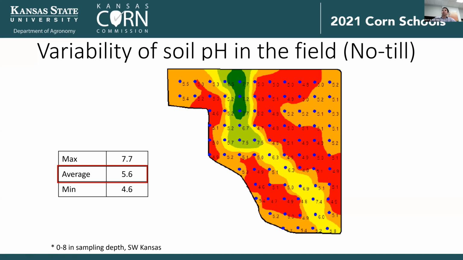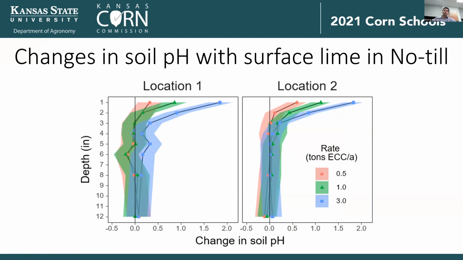But again, a lot of this seems to go back to finding out about some of these challenges with grid sampling. And this is something we did at 2 locations in north central Kansas with this kind of situation. What we see here is different rates of lime. We have 0.5 ton, 1 ton, and 3 tons of effective calcium carbonate lime applied on the surface. Basically no incorporation. This is no-till, so we are not doing any of that.